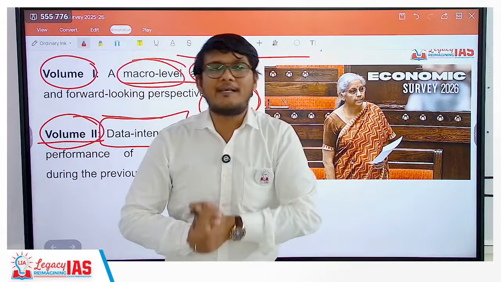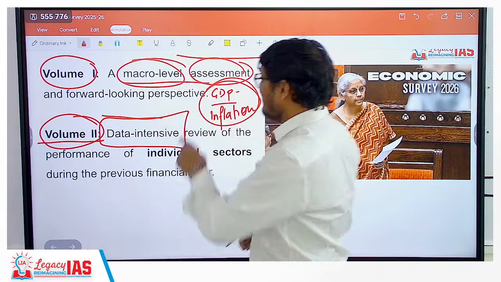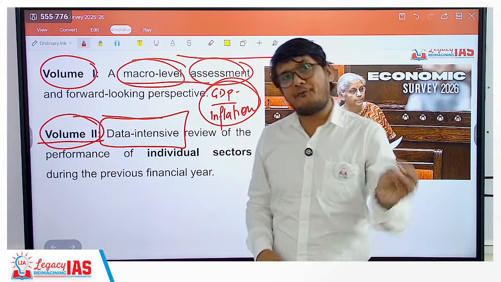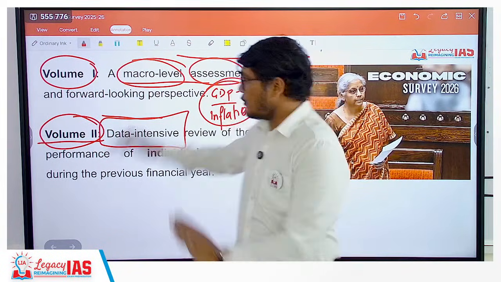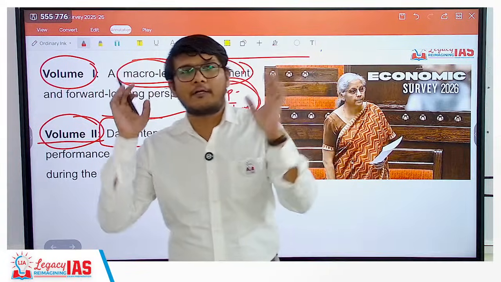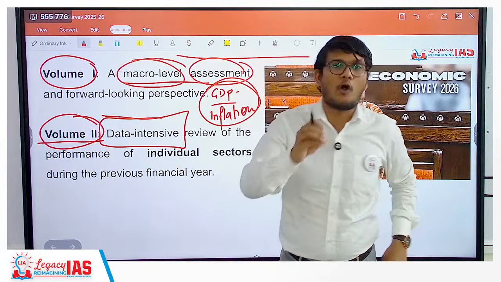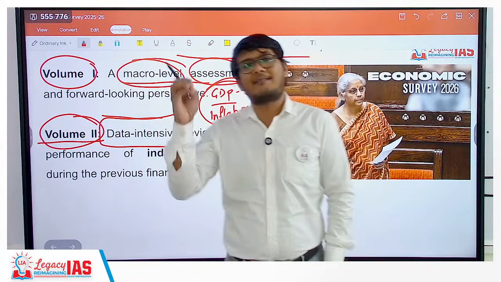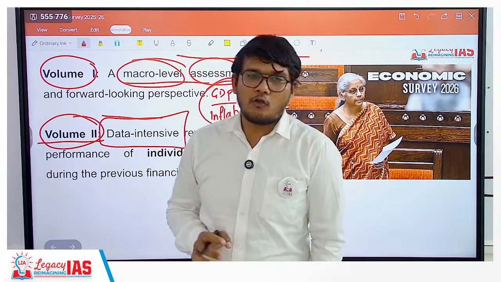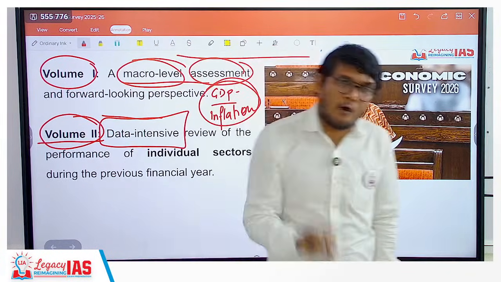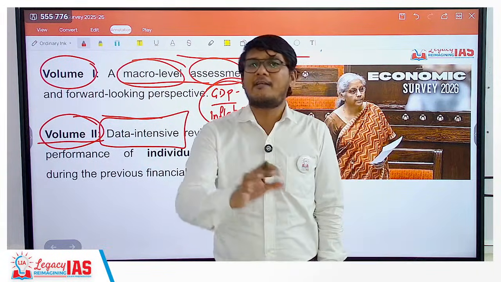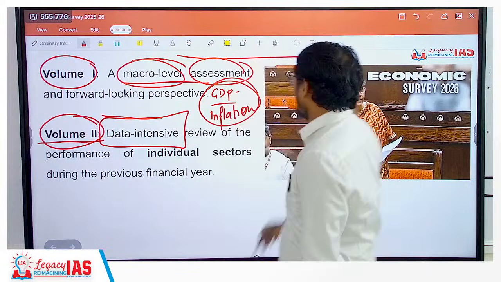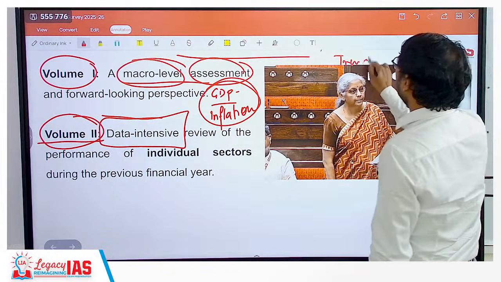Now as a UPSC aspirant, you don't have to remember the exact data of each and every sector. As we go through it, I'll tell you what is important to remember, what is not that important. We have included only the things that are important. So sector wise exact quantity of production etc. is not to be remembered, but you definitely have to remember the trend.